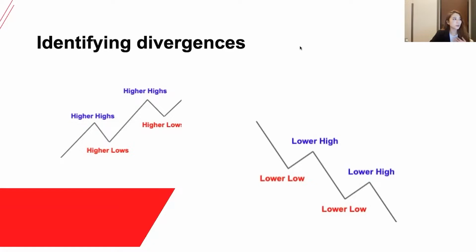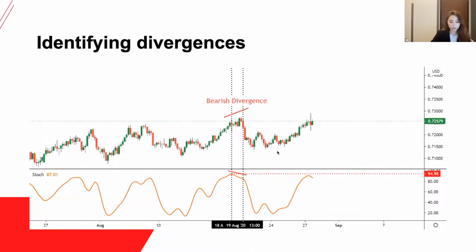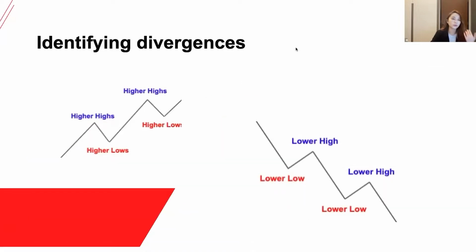Okay, so this is what we are looking at, identifying divergence. For those that are familiar with divergence, I think that this slide will be much easier for you guys. However, for those that are not familiar with it, first of all, we have an upward looking trend with higher highs, higher lows, and a downward moving trend with lower highs and lower lows.